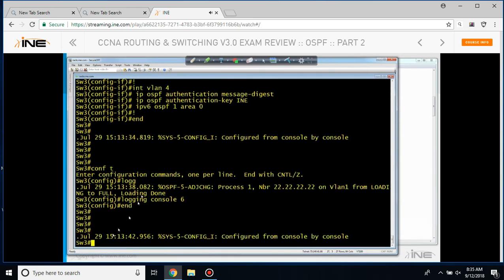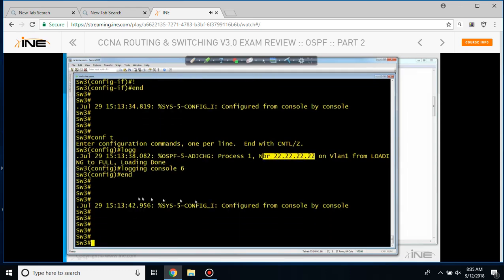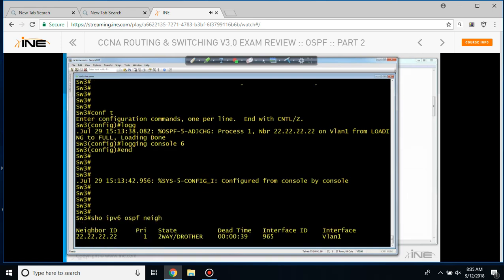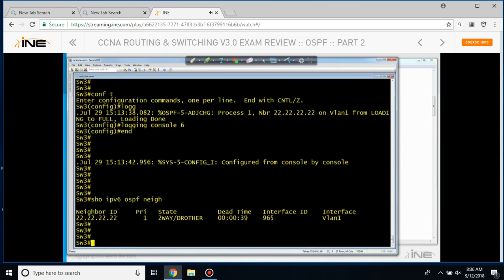Okay, so we see here OSPF adjacency change. So that is my V4 process. Just formed a neighbor relationship. Now, where is my V6 neighbor relationship? Show IPv6 OSPF neighbor. Okay, they recognize each other. They're just taking a little bit longer. All right, I'm not going to wait. Let's just keep moving on here.